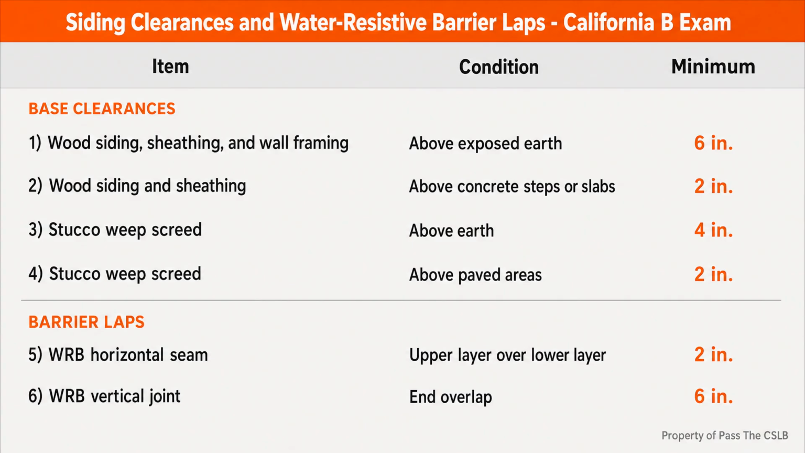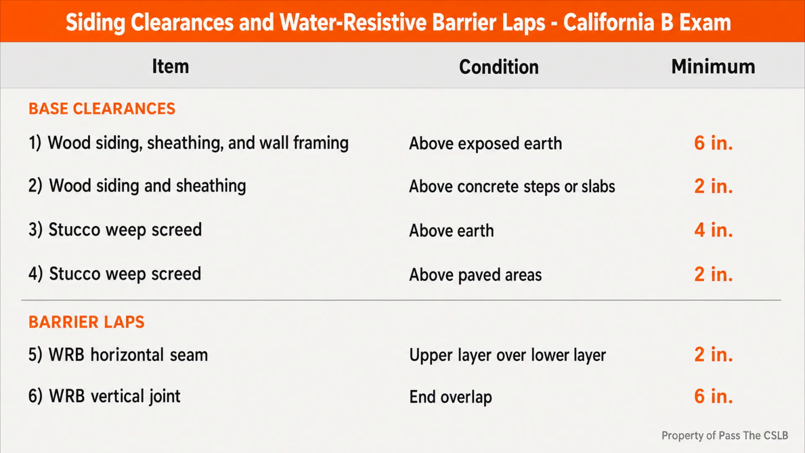So the memory line is simple. 2 over paving and 2 for the horizontal paper lap. 4 for the stucco screed over earth. 6 for wood over earth and 6 for the vertical paper lap. I do not force every fact into that pattern. I use it only where the source-backed rules actually fit.